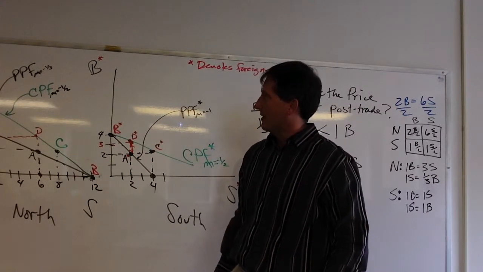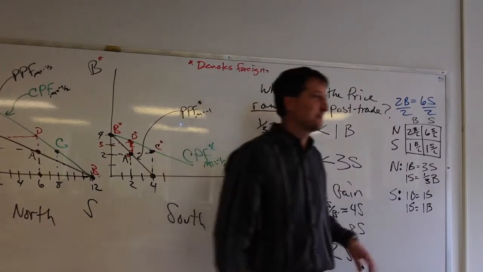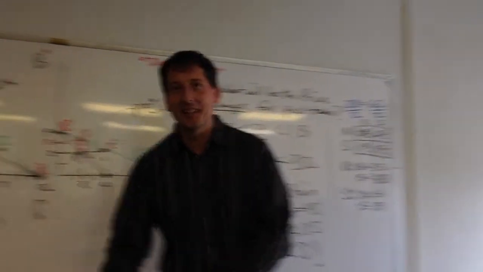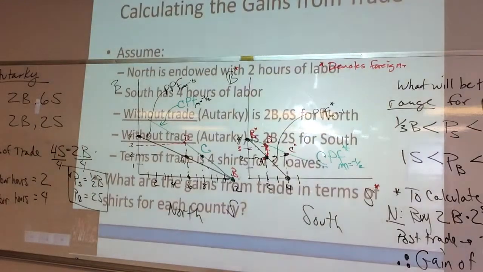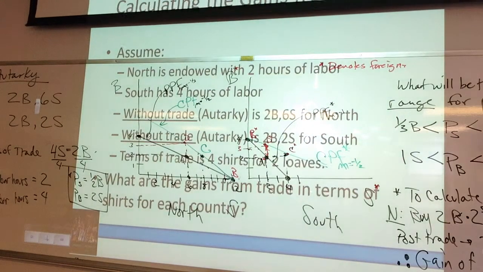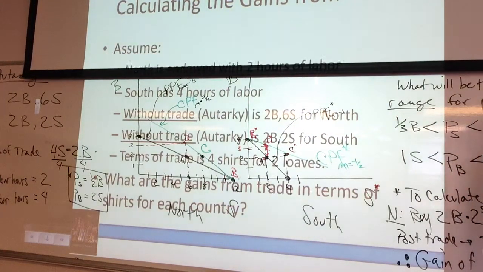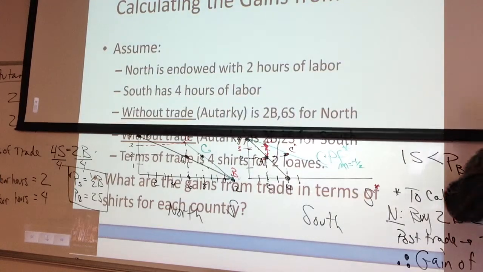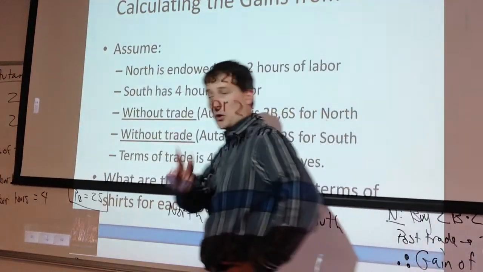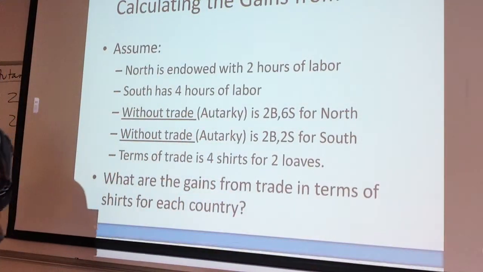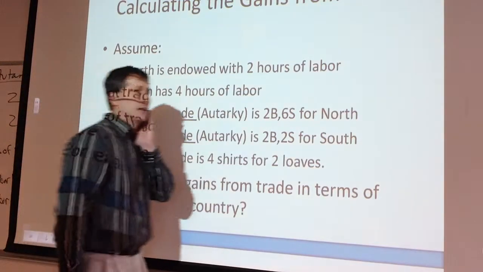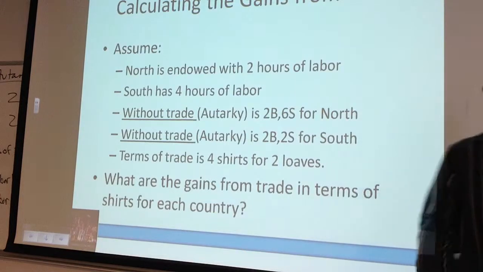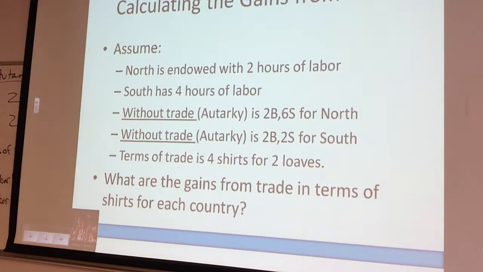So that is all review from principles of macro. Now let's add a little spatial to it. One bread, 2 shirts. The gain from trade is 2 shirts. In terms of shirts, it's 2 shirts for both countries. In terms of bread, under those terms of trade, it's 1 bread for each country. Each country picks up a bread. So if you didn't quite get that, make sure you review it and get back to me with a question.